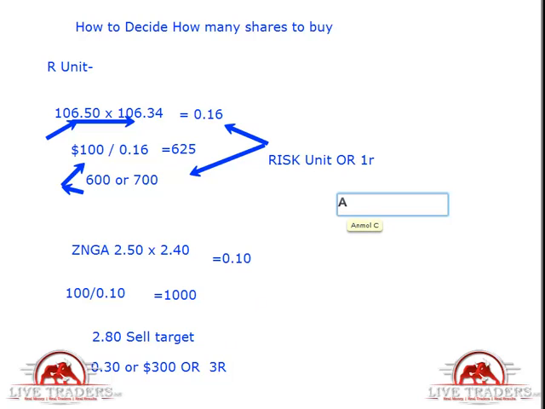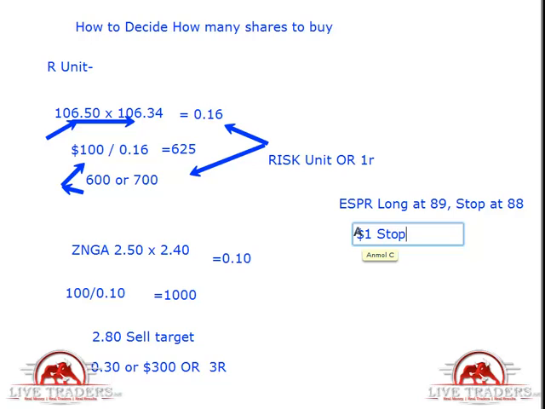Now let's say you have ESPR, long at 89, stop at 88. Now it's a dollar stop, right? $1 stop. Now how would you decide? Pretty simple. 100 divided by 1, which is 100 shares. Now you would only buy 100 shares of this thing.